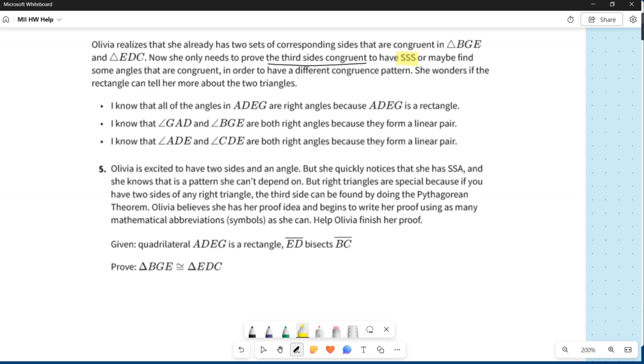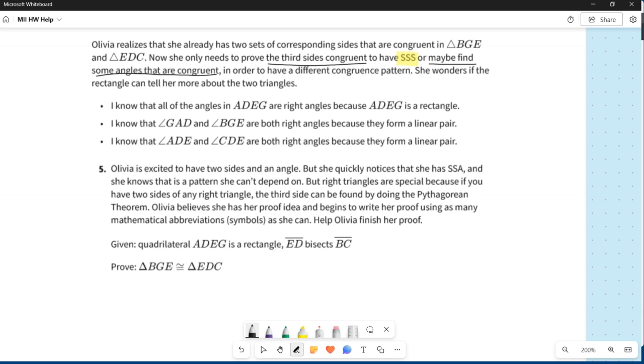Because if you have three pairs of congruent sides, that is side-side-side. Or, as an alternative, maybe find some angles that are congruent, because side-side-side is not our only option. Maybe it's side-angle-side. Maybe it's angle-side-angle. Maybe it's angle-angle-side. In order to have a different congruence pattern, she wonders if the rectangle can tell her more about the two triangles.